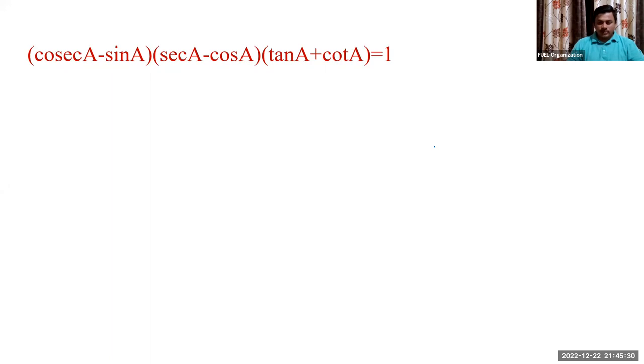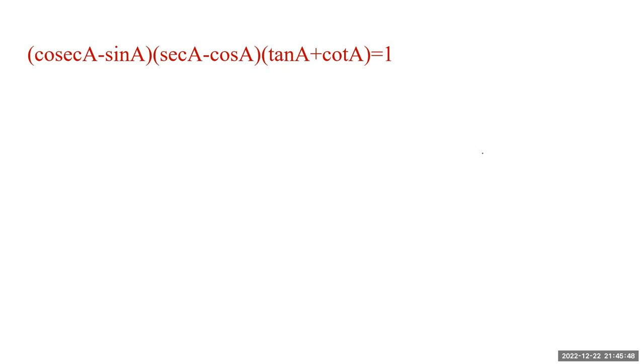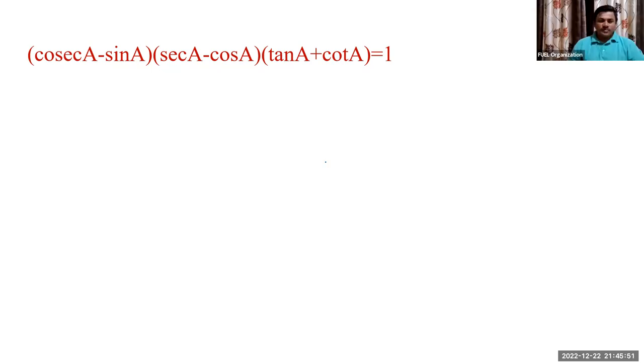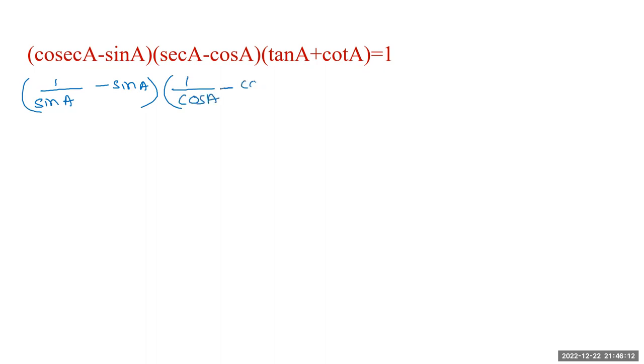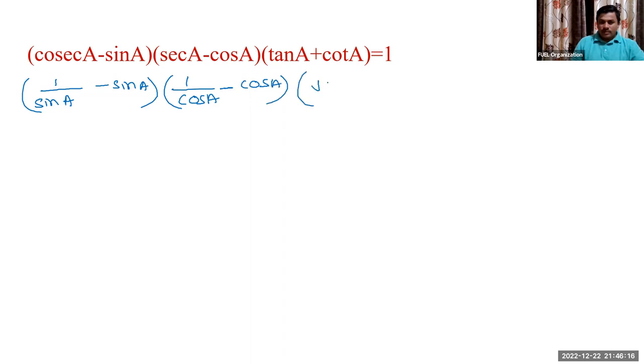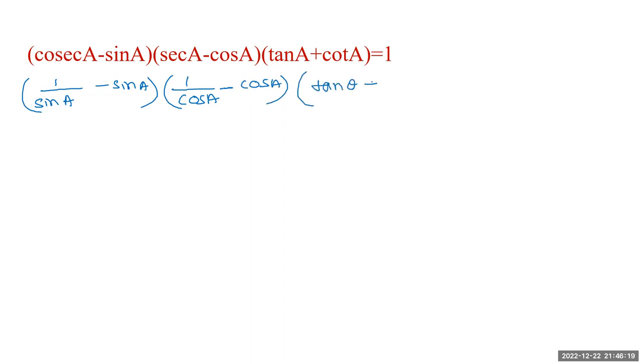These all questions carry 2 marks. So it is just basic cancellation, so that's it. Very good. So cosecant, you can write it as 1 by sine A minus sine A. Here there is a negative sign. So 1 by cos and minus 1 by cos A. Cos A. And the last one is sine by cos, tan A.